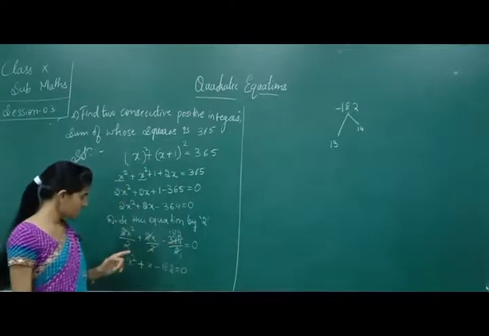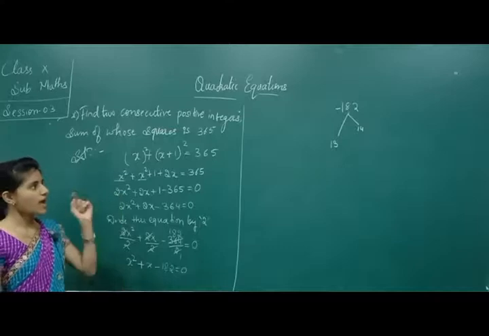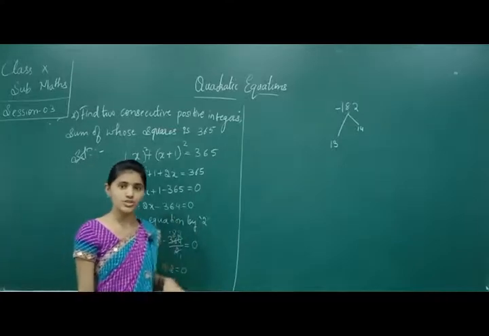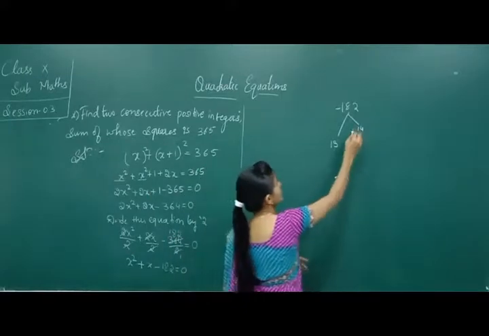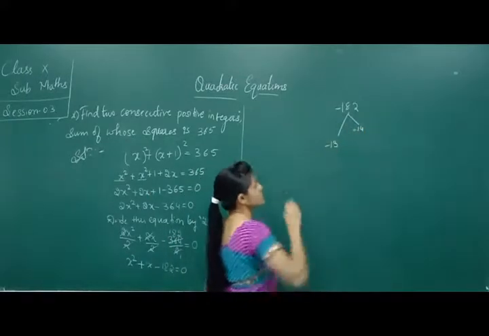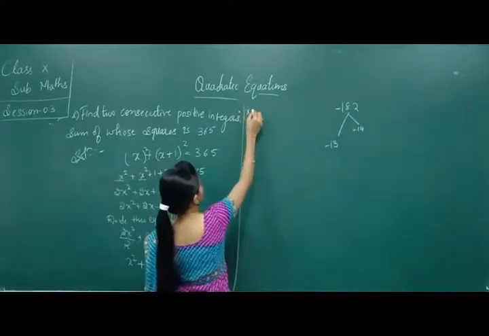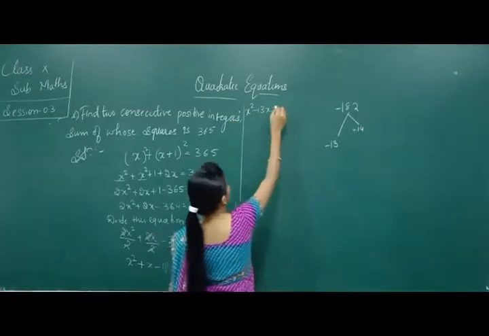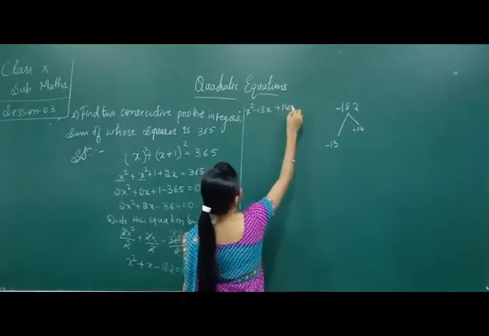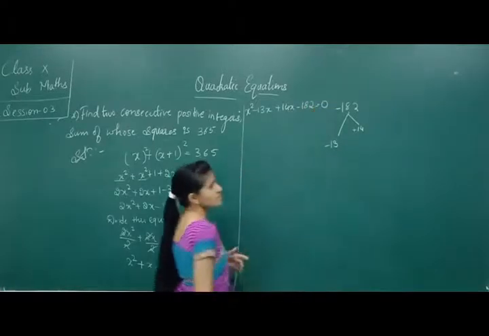On simplifying, I want plus 1. Plus 1 in the sense, we should consider the bigger number as positive. So, what I will do? I will take this as plus 14 and this is going to be minus 13. So, how can we write? We can write it as x square minus 13x plus 14x minus 182, that should be equal to 0.